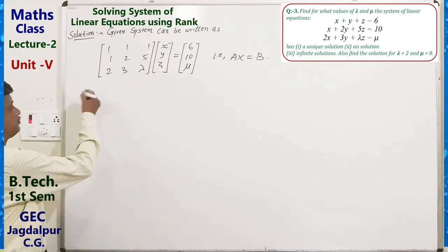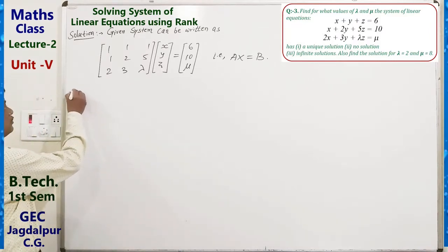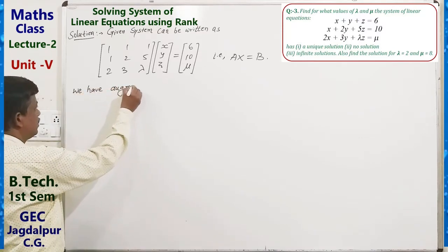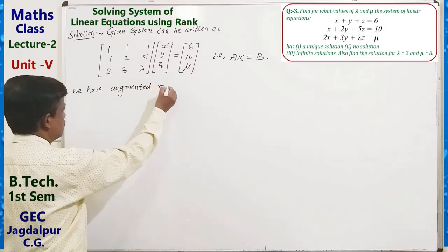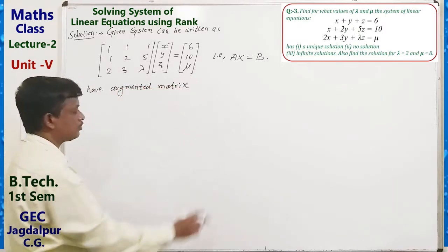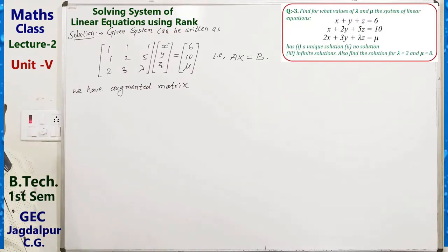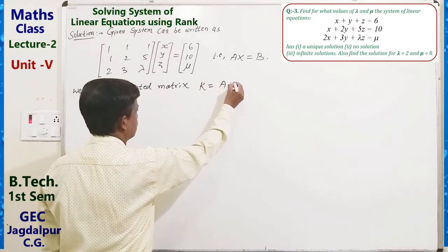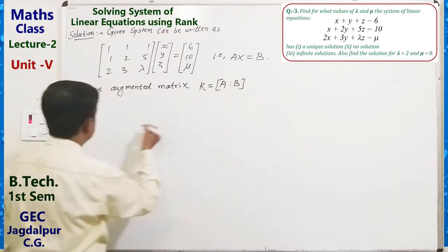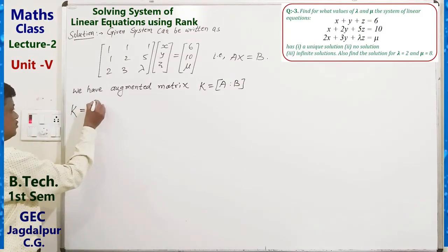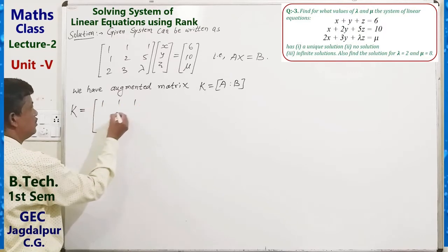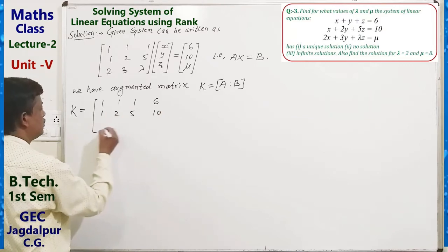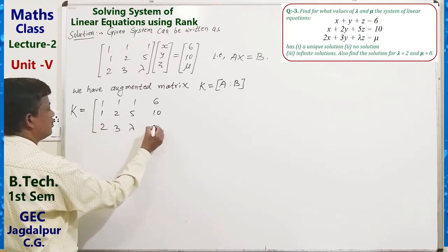Okay. So we have the augmented matrix K B. K equals 1 1 1 6, 1 2 5 10, 2 3 lambda mu.